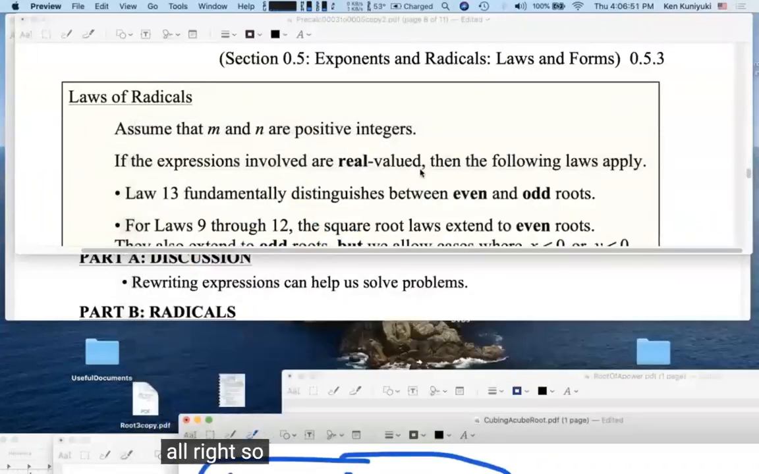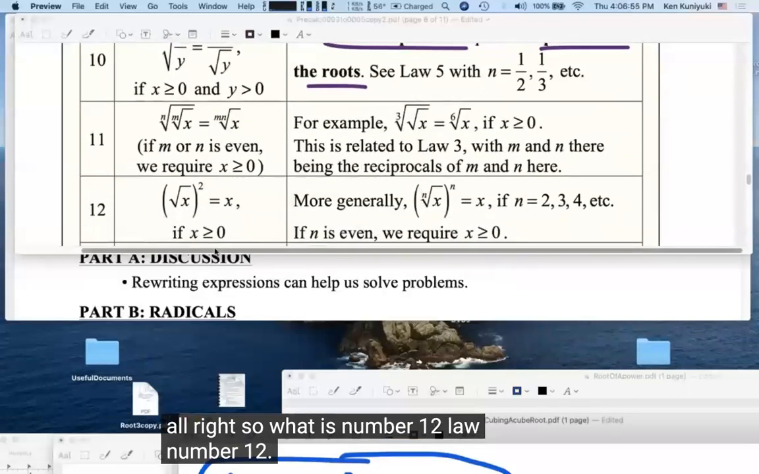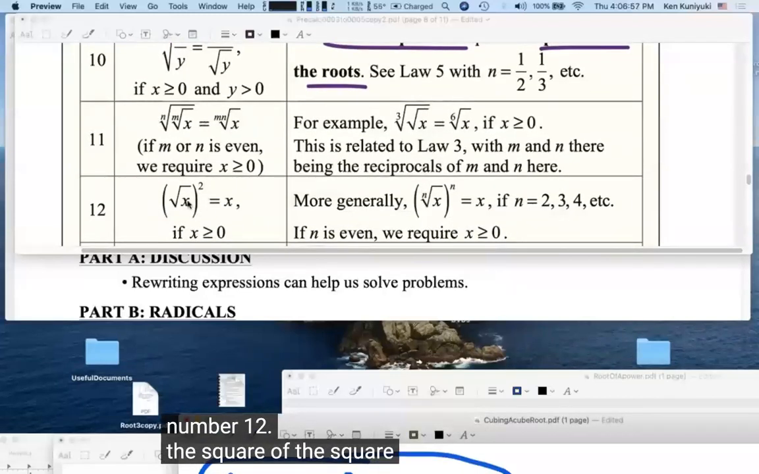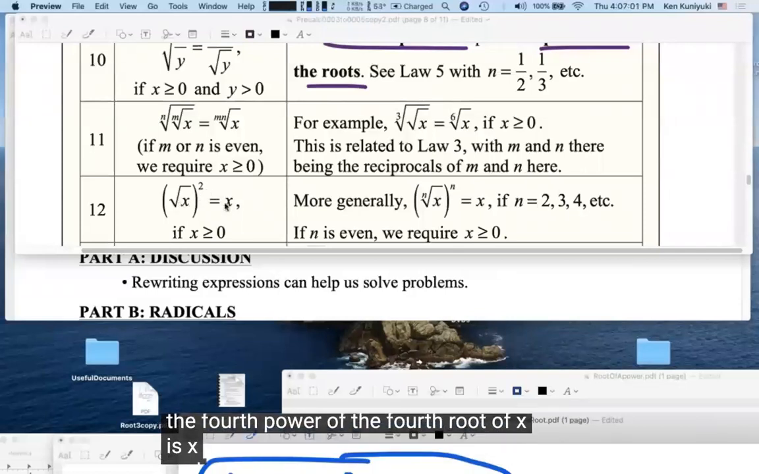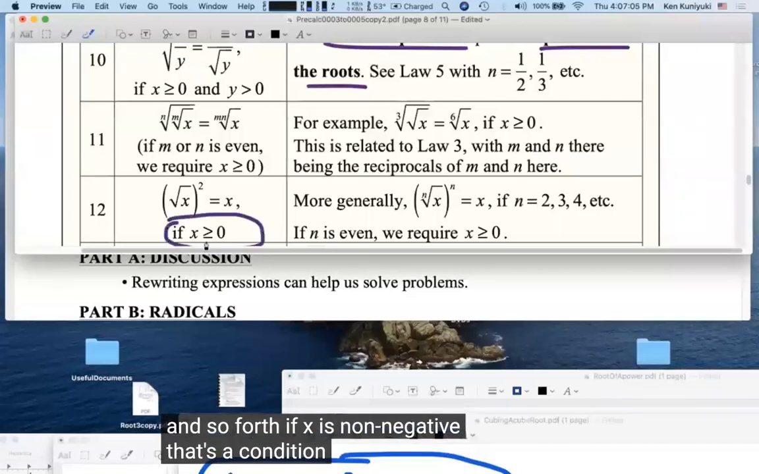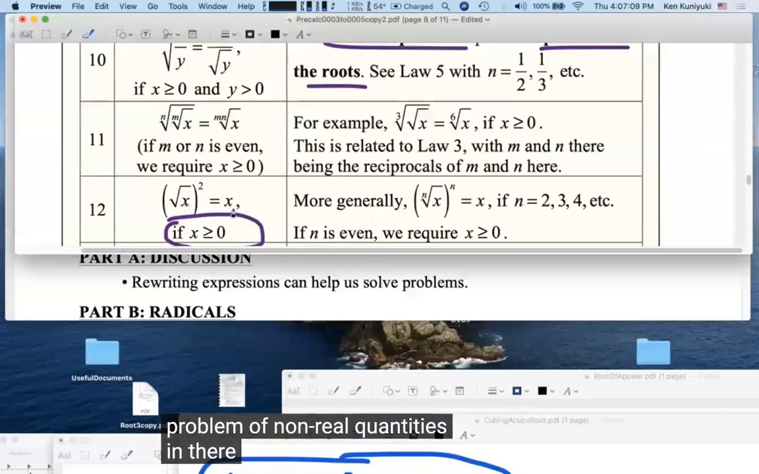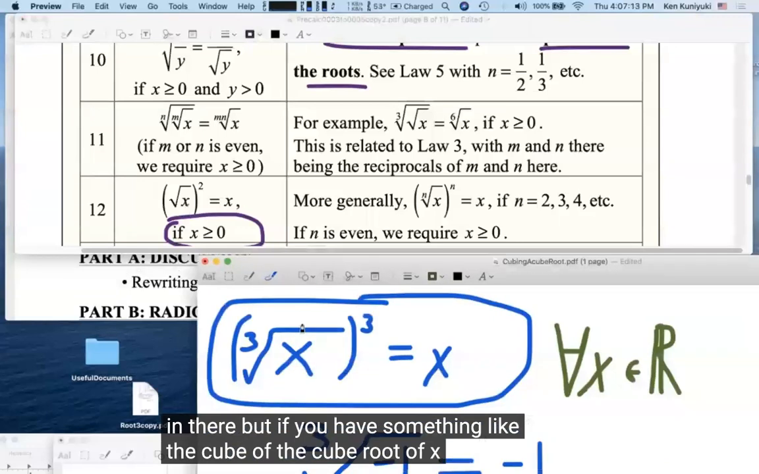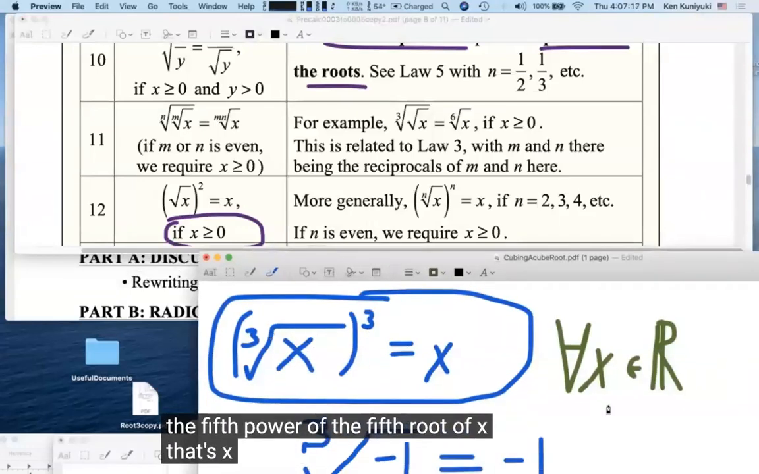All right. So what is number 12? Law number 12. The square of the square root of x is x. The fourth power of the fourth root of x is x, and so forth, if x is non-negative. That's a condition. Otherwise, we have a problem of non-real quantities in there. But if you have something like the cube of the cube root of x, or the fifth power of the fifth root of x, that's x for all real values of x.